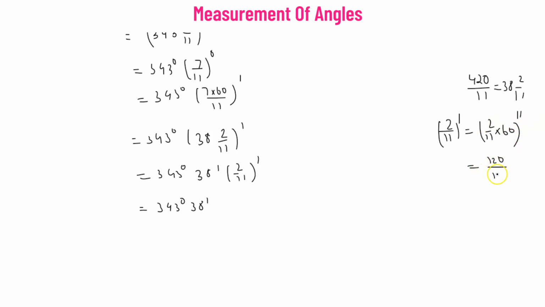We have 120 divided by 11 seconds. So 120 divided by 11, that's 10 and 10 over 11. So this will be seconds. So we'll only consider 10. So we have 10 seconds. So this is going to be the value of 6 radians. We have 343 degrees, 38 minutes and 10 seconds.